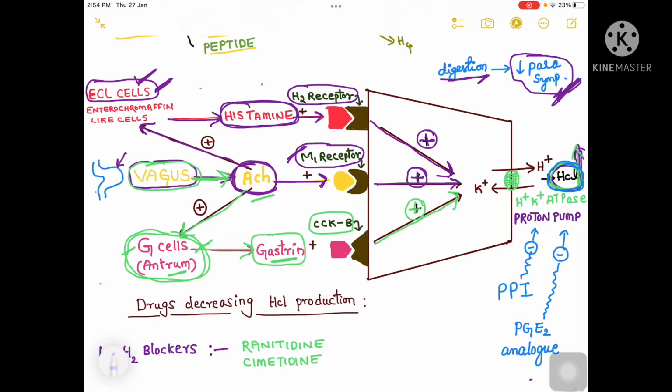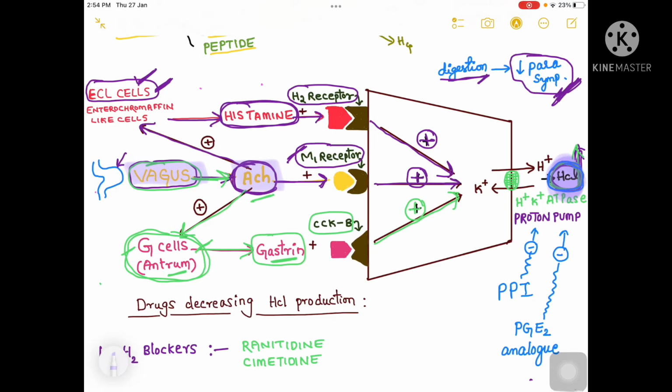From this, we conclude that the acetylcholine, which is released from the nerve endings of this parasympathetic vagus nerve, is mainly responsible for the hydrochloric acid production, that is, gastric acid production. In some conditions like severe acid peptic diseases, which are not relieved by prolonged usage of proton pump inhibitors, there is one surgical treatment available. That surgical treatment is the vagotomy.